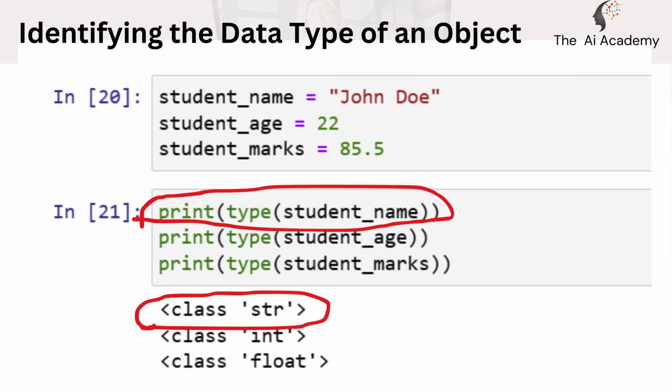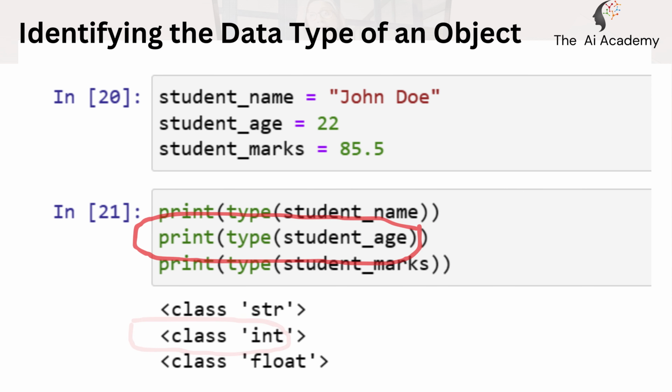We passed the variable student_name as an argument to the type function. The type function returns the type of the object passed to it, which is class str in this case. The output class str indicates that the variable student_name is of the string data type.